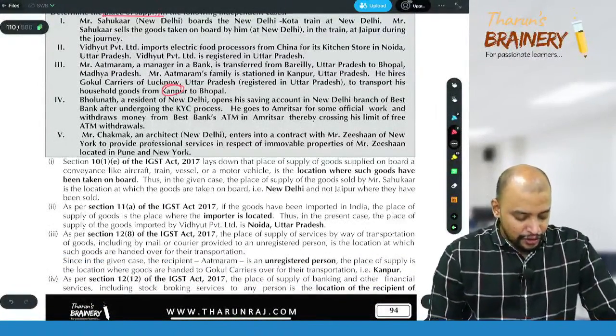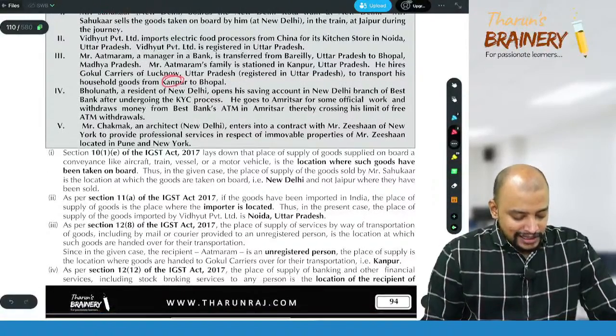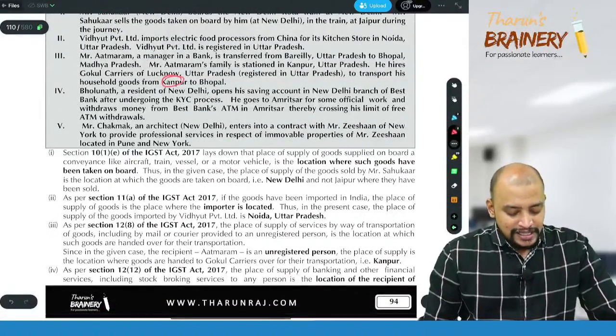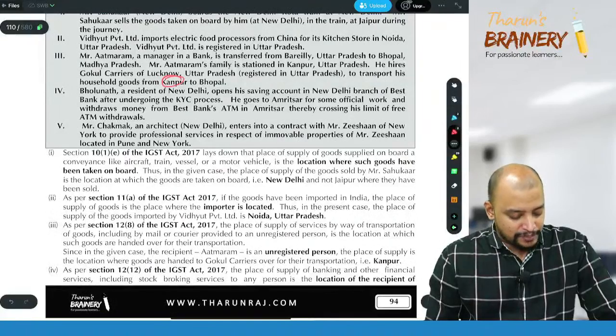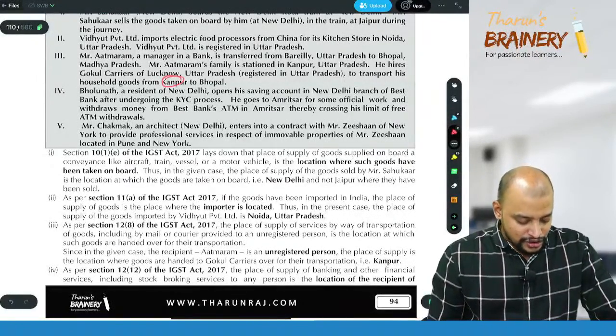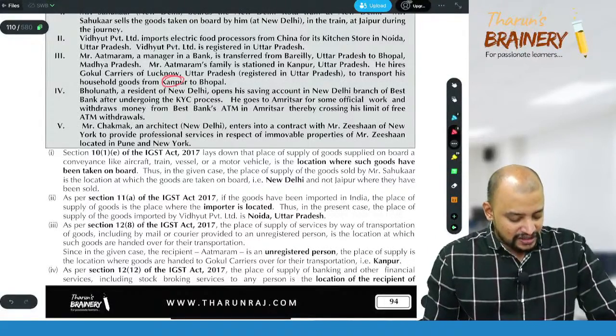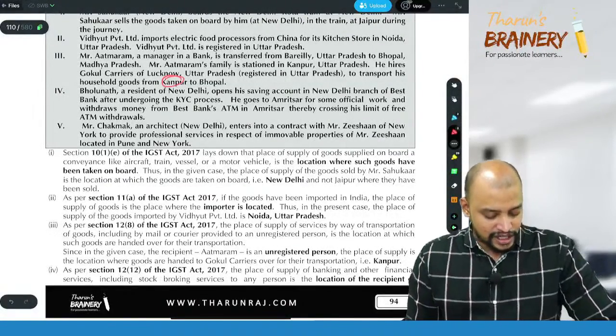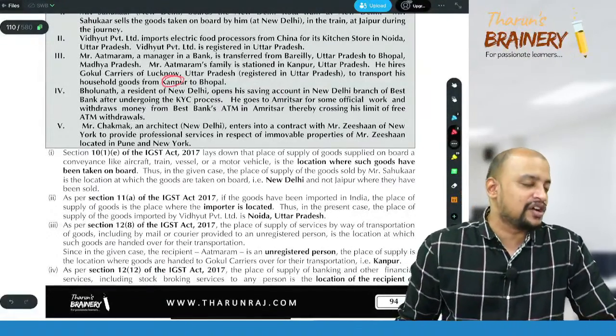Then number 4, Bolunath, a resident of New Delhi, opens his savings account in the New Delhi branch of Best Bank after undergoing the KYC process. He goes to Amritsar for some official work and withdraws money from Best Bank's ATM in Amritsar, thereby crossing his limit of free ATM withdrawals.